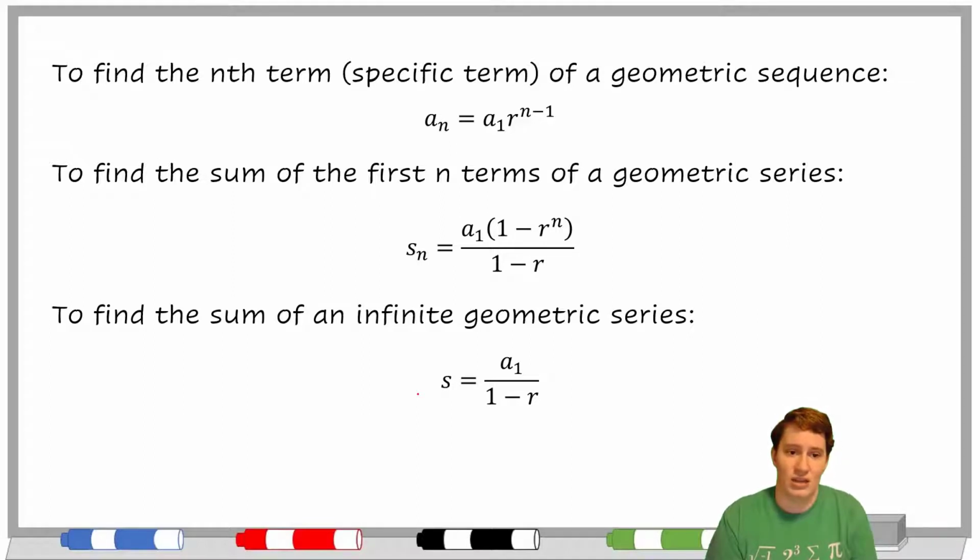So to find the nth term, which another way of putting that is to find a specific term of a geometric sequence, we use this formula right here. So a of n, remember, if we are trying to find the 5th term, then that would be a5. So n would be 5. Then that equals a1, whatever the first term or starting point is. And then we would times that by r, which is the common ratio, to the n minus 1 power.